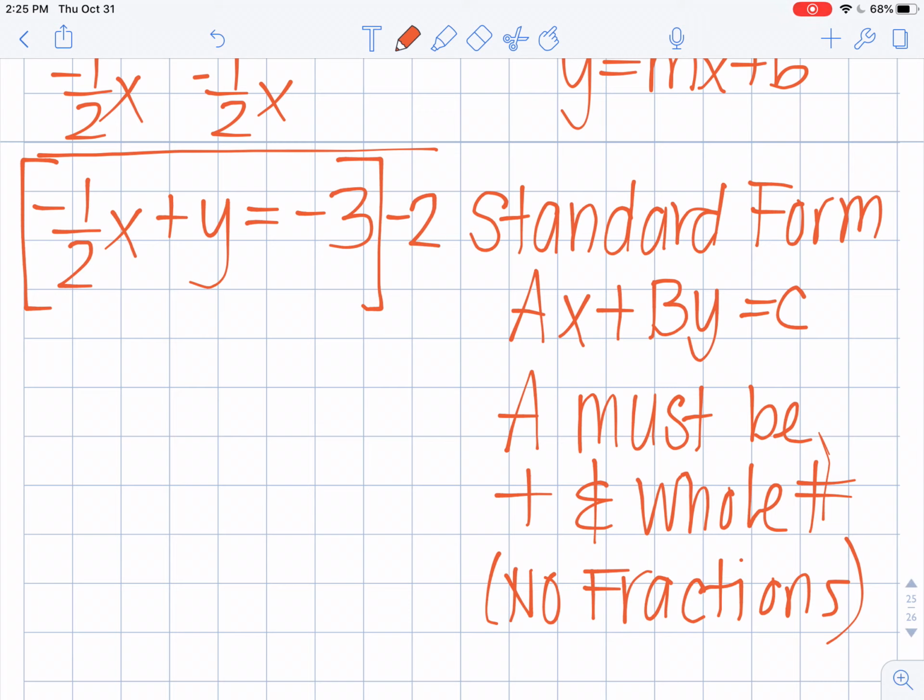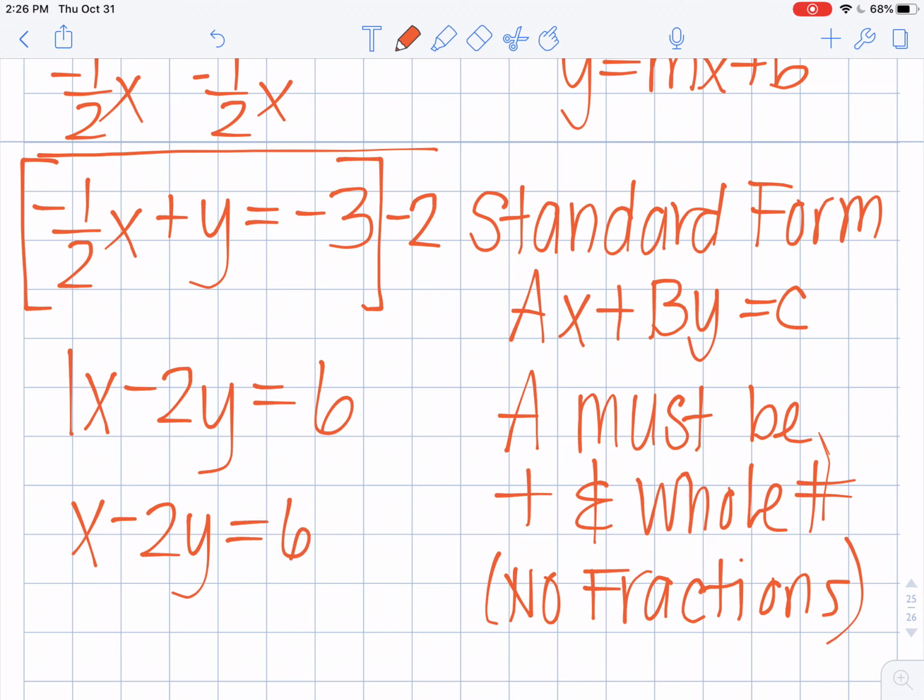-2 times -1/2 is +1. -2 times y is -2y. And -3 times -2 is +6. So my final answer is 1x minus 2y equals 6, or x minus 2y is equal to 6. This is my final answer of my equation in standard form.